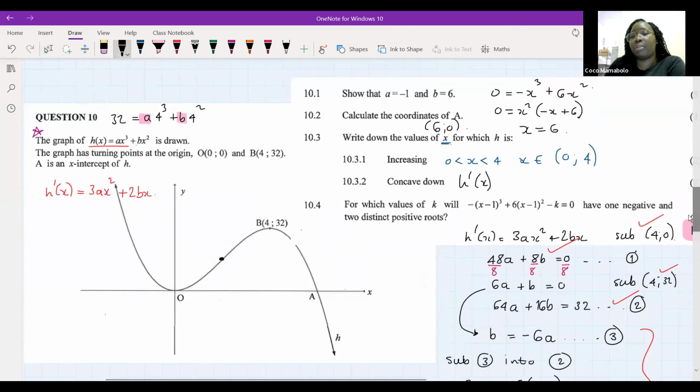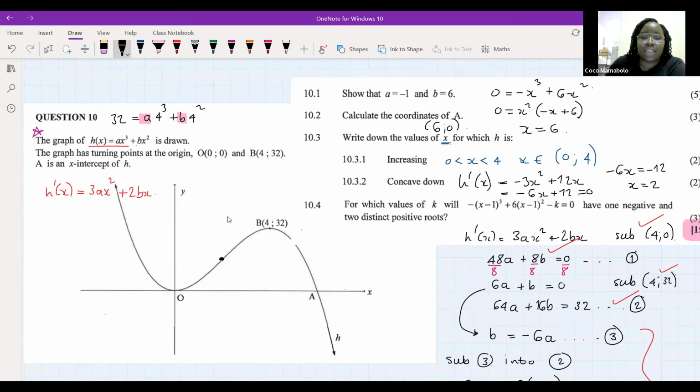Okay, h prime of x is going to give me negative 3x squared plus 12x. Take the derivative again. That's going to give me negative 6x plus 12. And then we're going to solve for x. We're going to make the derivative equal to 0. So negative 6x is equal to negative 12. Therefore, x is equal to 2. So my inflection point starts at 2.